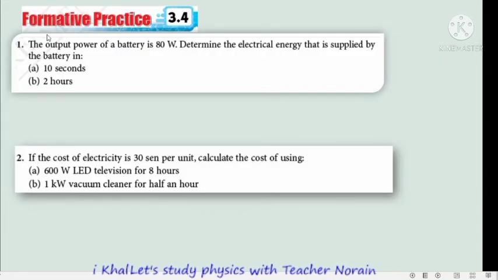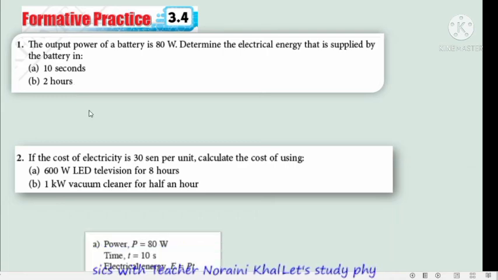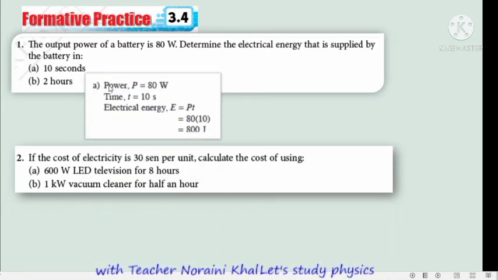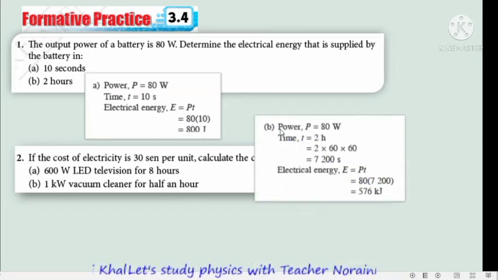Okay, let's discuss formative practice 3.4. Number 1, the output power of a battery is 80 watt. Determine the electrical energy that is supplied by the battery in 10 seconds and in 2 hours. Look at part A. Power 80 watt times 10 seconds. Electrical energy E equals to PT. P in watt, T in second, thus we get 800 joule.